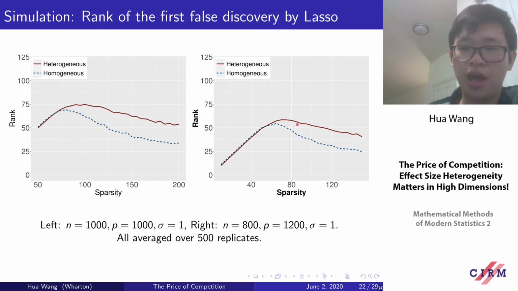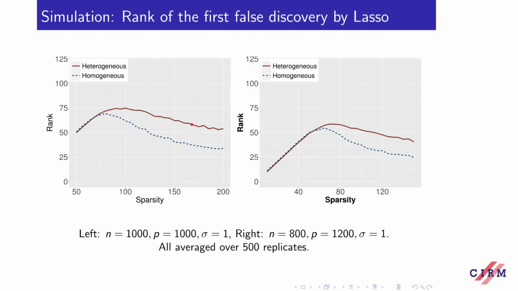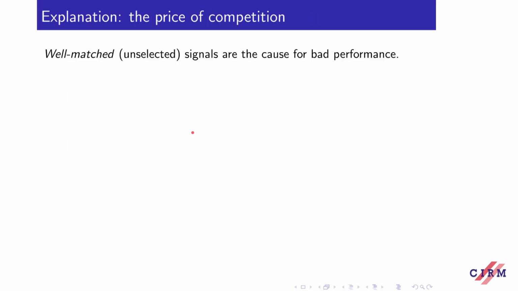So here we can also detect this phenomenon, this gap. And recall that we said the larger the rank, the better the performance as a model selector. So this means that when sparsity is large enough, the effect size heterogeneity is also going to decide the hardness of model selection.